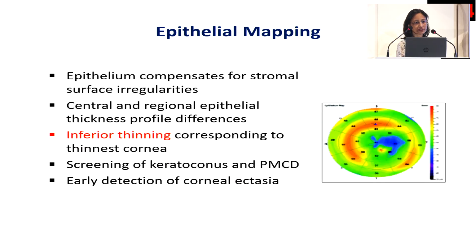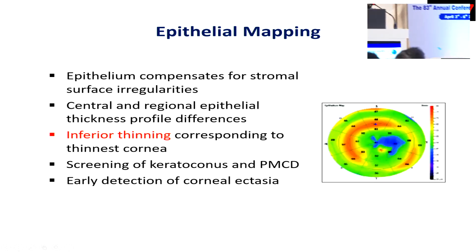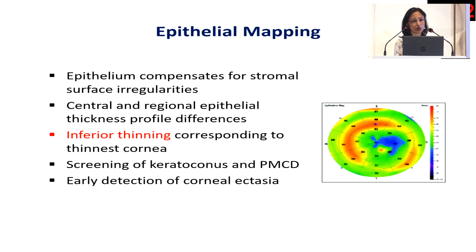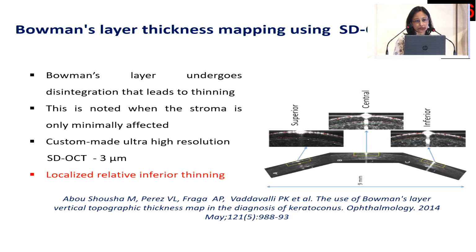And also we have the option of seeing the progression maps. Epithelial mapping is a newer concept which is based upon the observation that epithelium compensates for the underlying stromal surface irregularities. And it is seen as the inferior thinning corresponding to the area of thinnest cornea. And we use it to screen cases of keratoconus, PMCD, as well as early detection of corneal ectasia. And in our routine practice, we use it for all the cases who are planned for trans-PRK to measure the epithelial thickness. Now, even before the epithelium is involved, we can see the disintegration of Bowman's membrane, which is seen as relative inferior thinning on the spectral domain OCT.